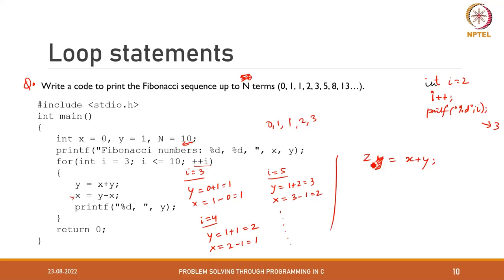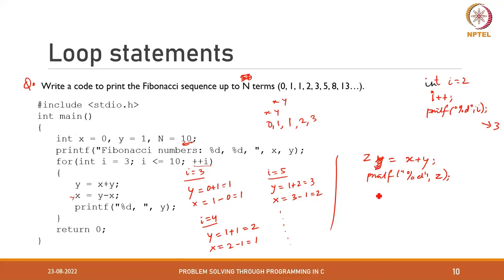And now what should be the next step? I have my new Fibonacci number, so now I'll print this new Fibonacci number, right? So for the next iteration, what is required? What is required is 1 and 1. We have x at 0, y at 1, but for the next iteration we need x at 1 and y at 1.